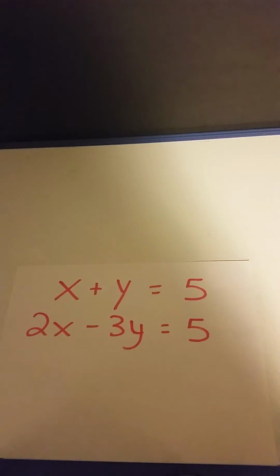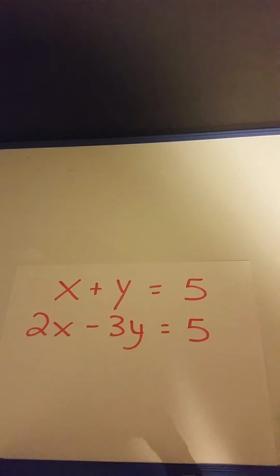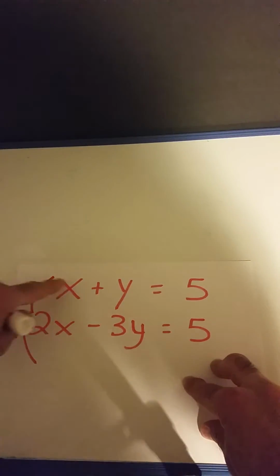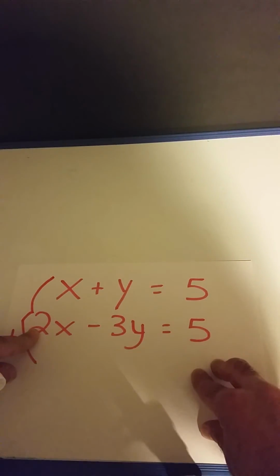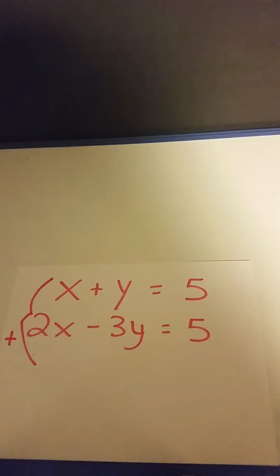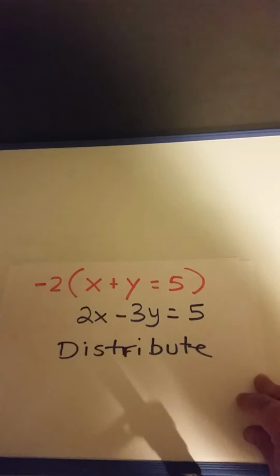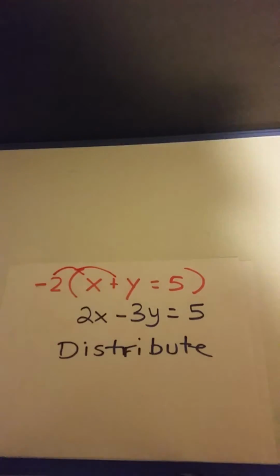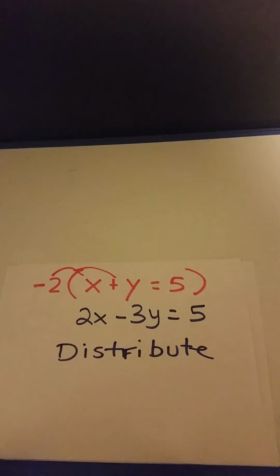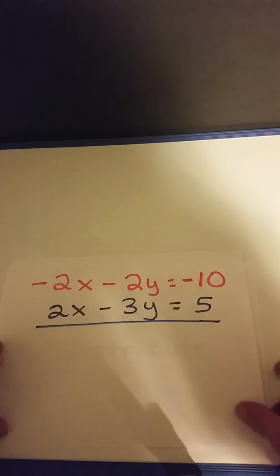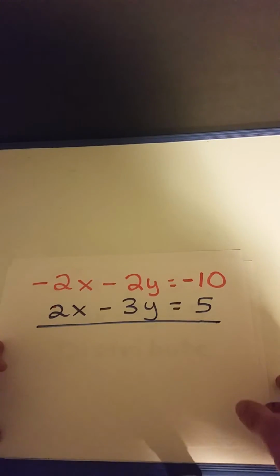Now this one's a little tricky because if you look at it, there's nothing to eliminate. So we have to manipulate one of these equations. In other words, we're going to change one of these equations. So here we have a system, and one of these equations has to change. What I can do is put in a negative 2 on the top equation, and then distribute this negative 2. If I distribute this, we're going to get negative 2x on top minus 2y equals negative 10.